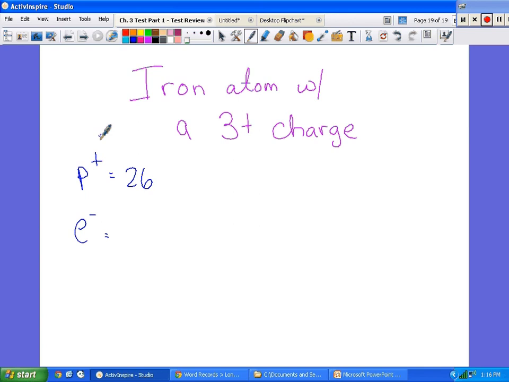Okay, I'm going to erase this. Let me change it to something else. Let's see what else we can get. What if I have a nitrogen, and now it's a 3 negative? So, Christian, what is my number of protons for nitrogen? Somebody help him out. What number is it? It is number 7.